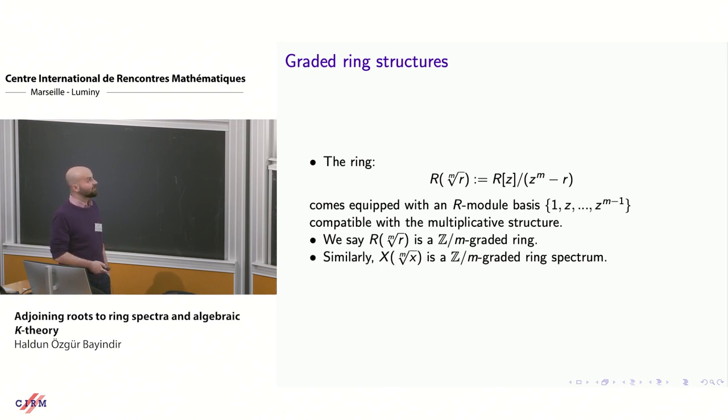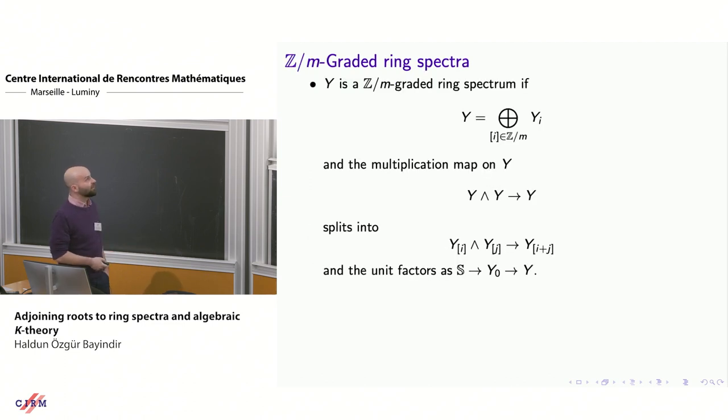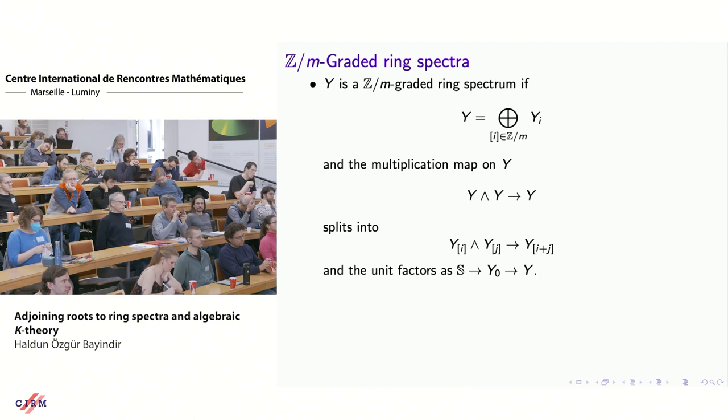And similarly, X adjoin root becomes a Z mod M graded ring spectrum. So one can say that a Z mod M graded ring spectrum is a spectrum that splits into a coproduct of M factors, and it has a multiplication that carries the weight I factor times the weight J factor into the weight I plus J factor, where these numbers are all considered modulo M, right? So the Mth power of the root will lie in weight zero, although it's in weight one, etc. The unit is in weight zero.